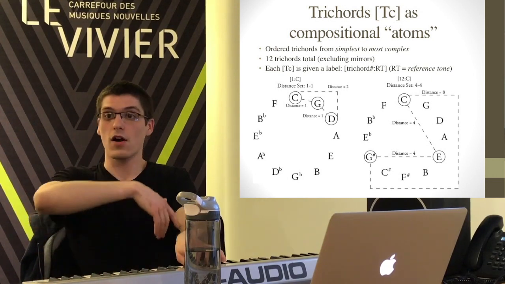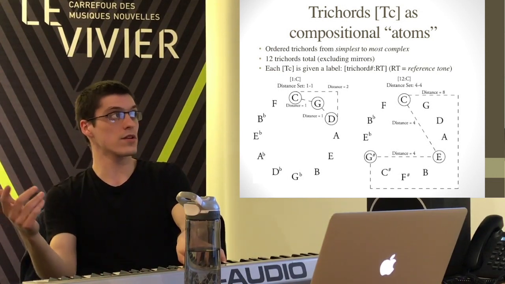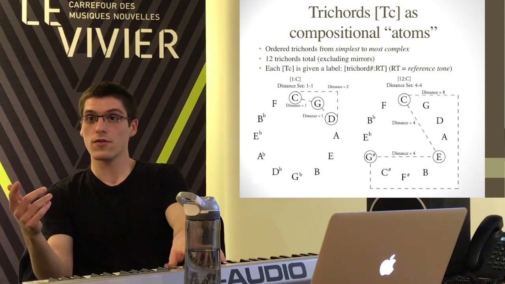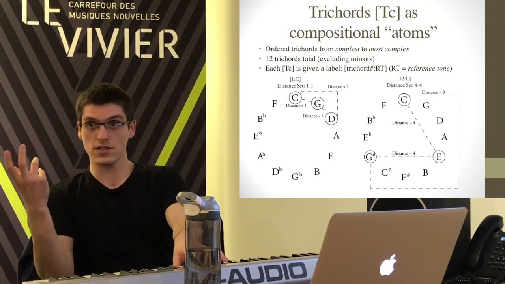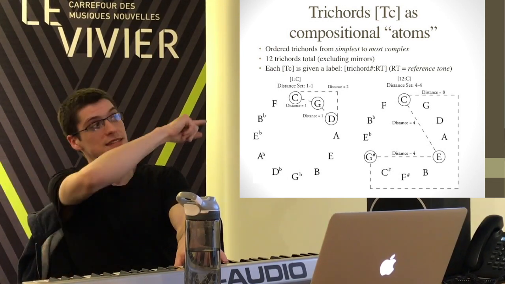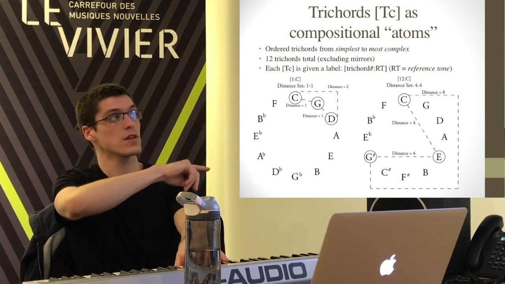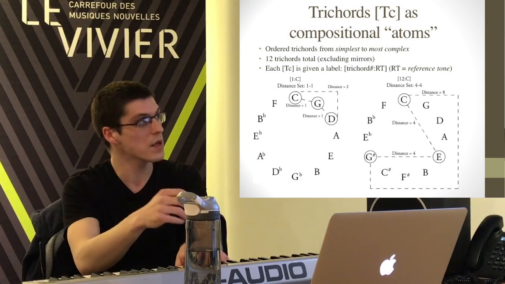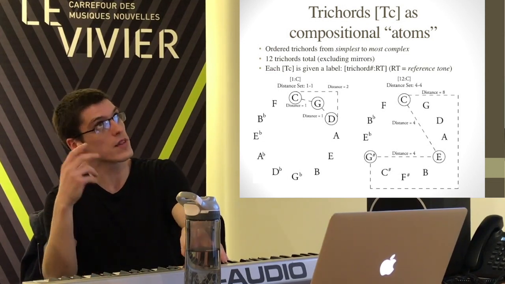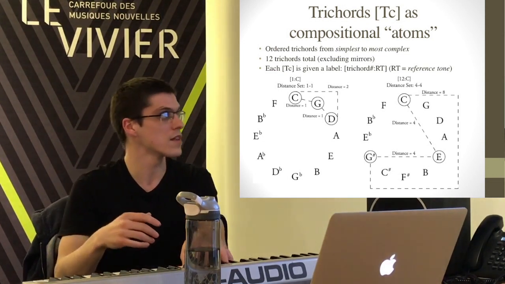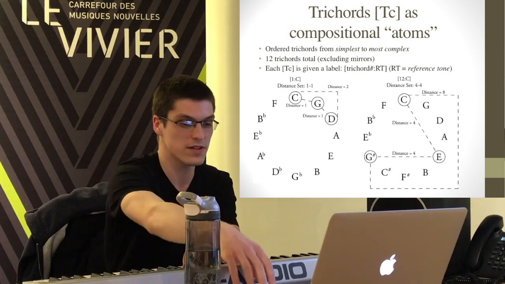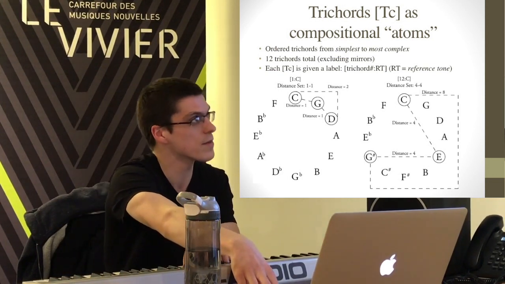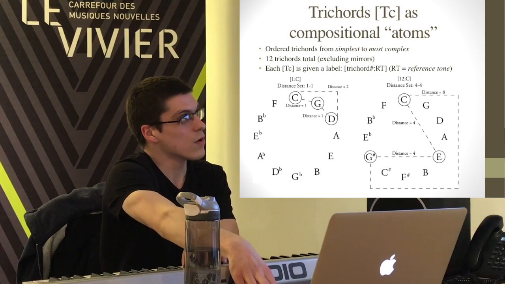Then on the opposite end of the spectrum, you've got something that's very unclear as to where it is on the circle of fifths, because it's the most spread out possible. So this is the most complex trichord you can have, according to this system. Maybe not the most dissonant, but the most complex. So that's another thing that we could talk about, the difference between dissonance and complexity.